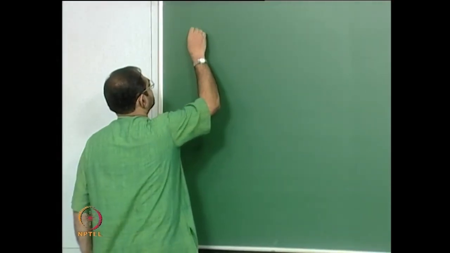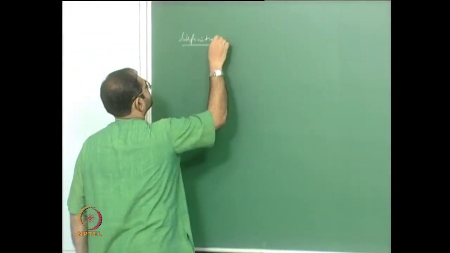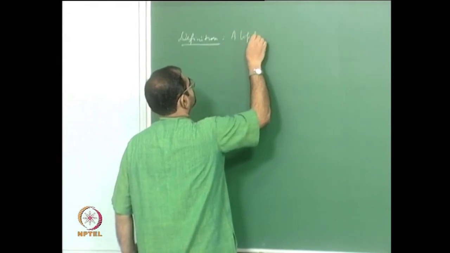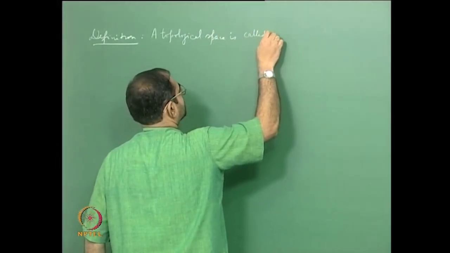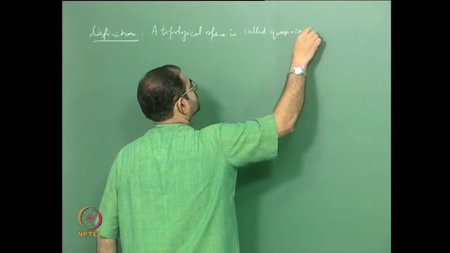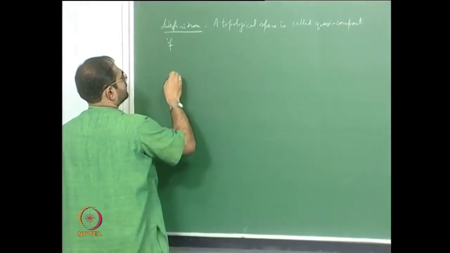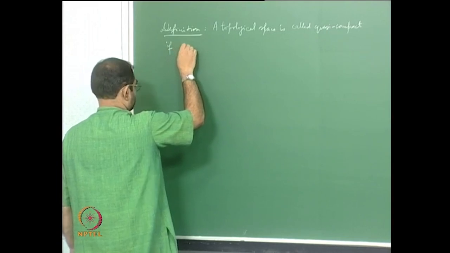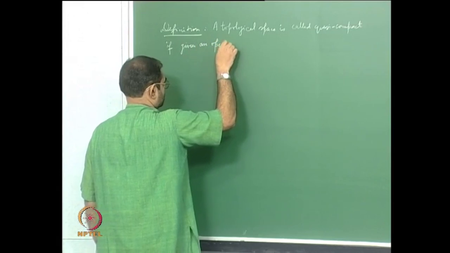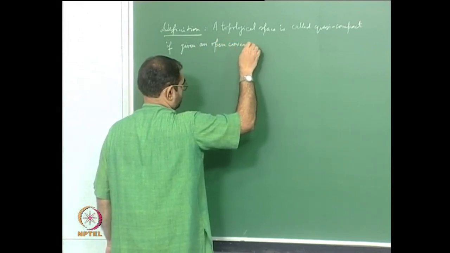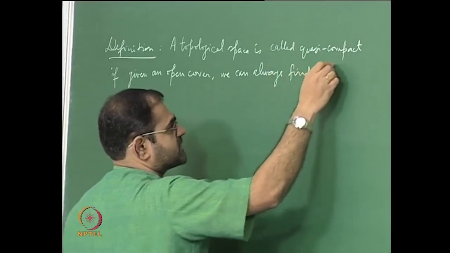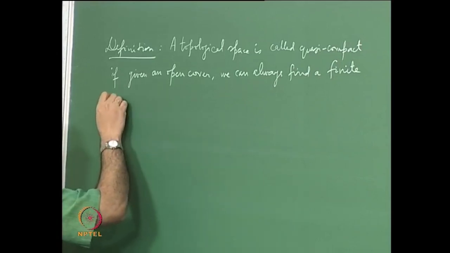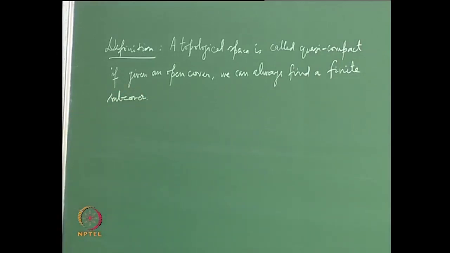So here is a definition. A topological space is called quasi-compact if, given an open cover, we can always find a finite subcover. So this is the definition of quasi-compactness.